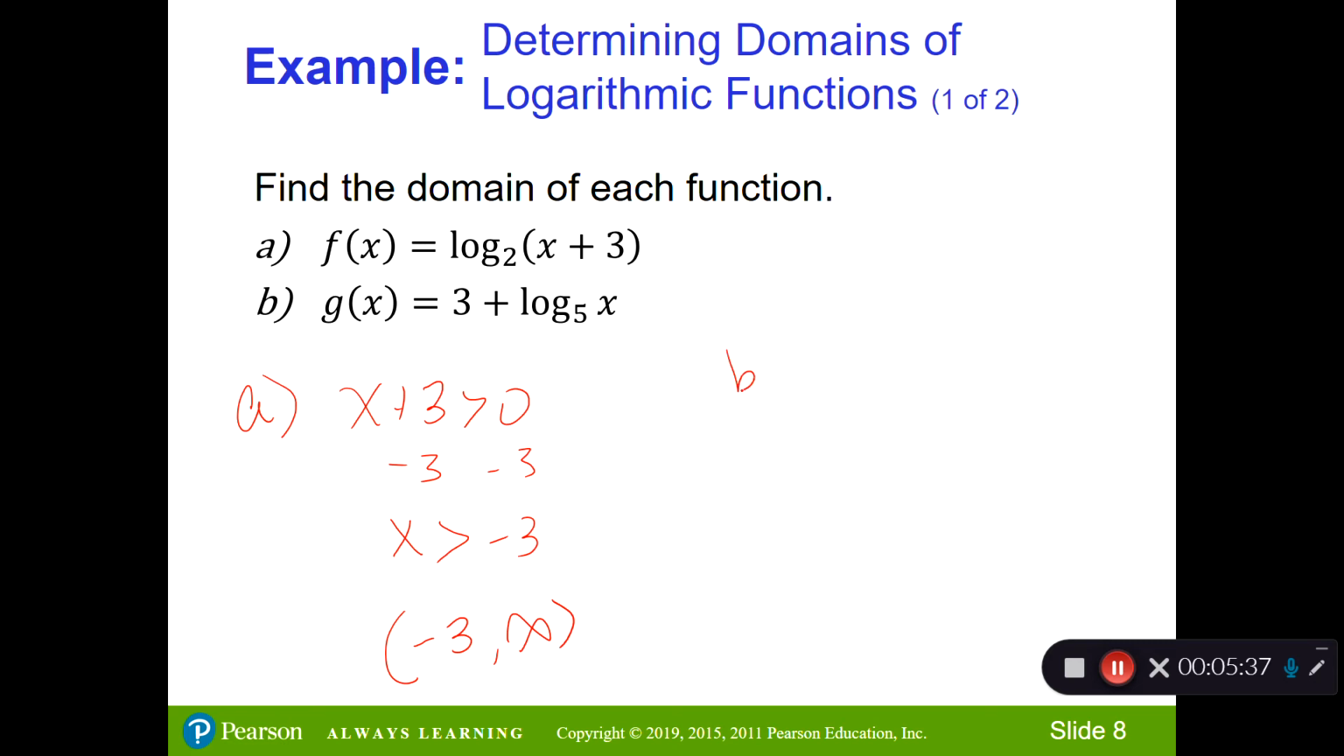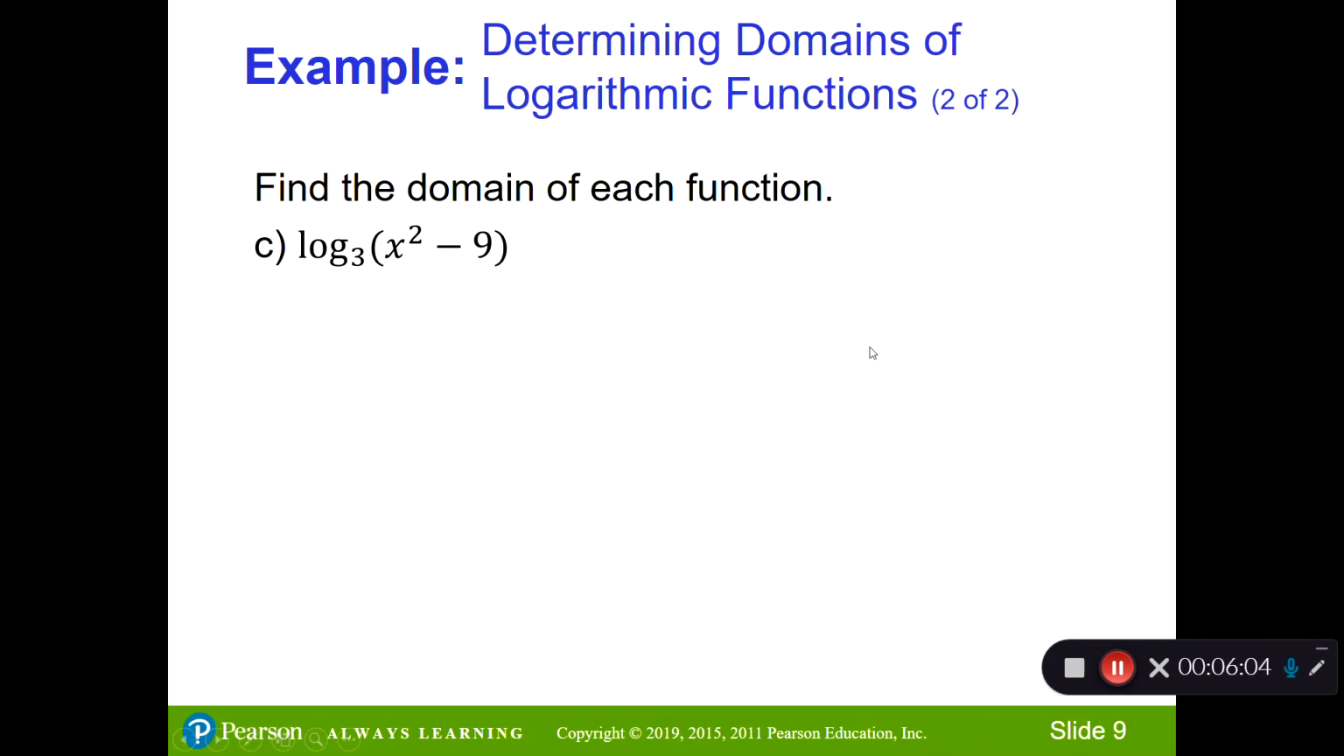All right, now here, this is not a shift inside the log like this one is. This is a vertical shift. So my domain being 0 to infinity doesn't change when I move the graph up or down. So for B, that domain just stays. X is bigger than 0, which is the interval from 0 to infinity.